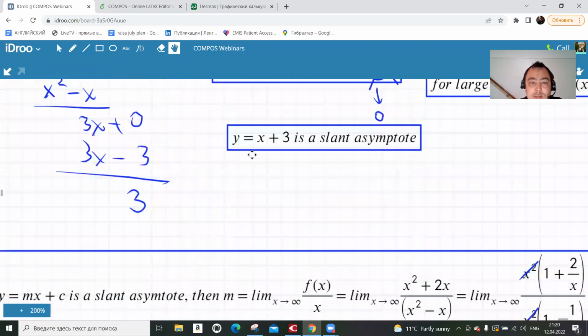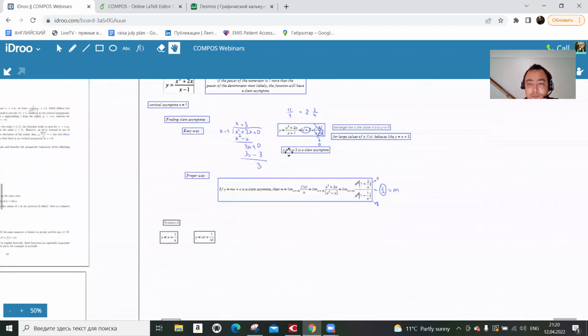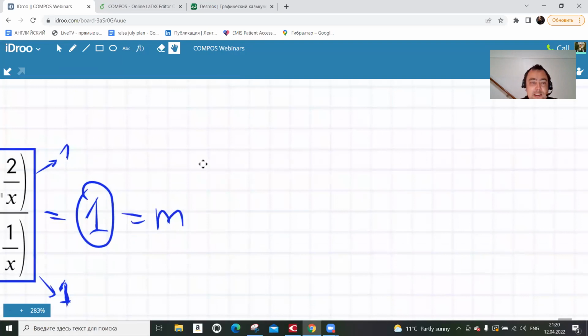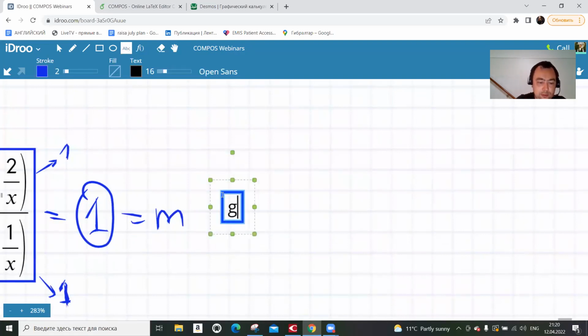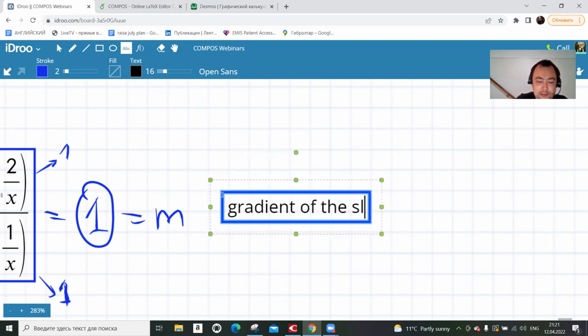So the gradient of the slant asymptote is 1. And the slant asymptote is y equals x plus 3. So the gradient is 1. Gradient of the slant asymptote.